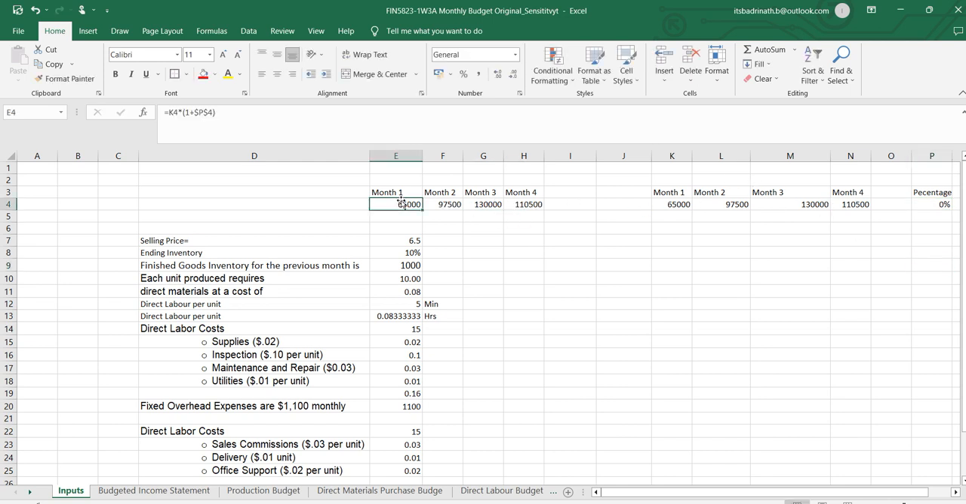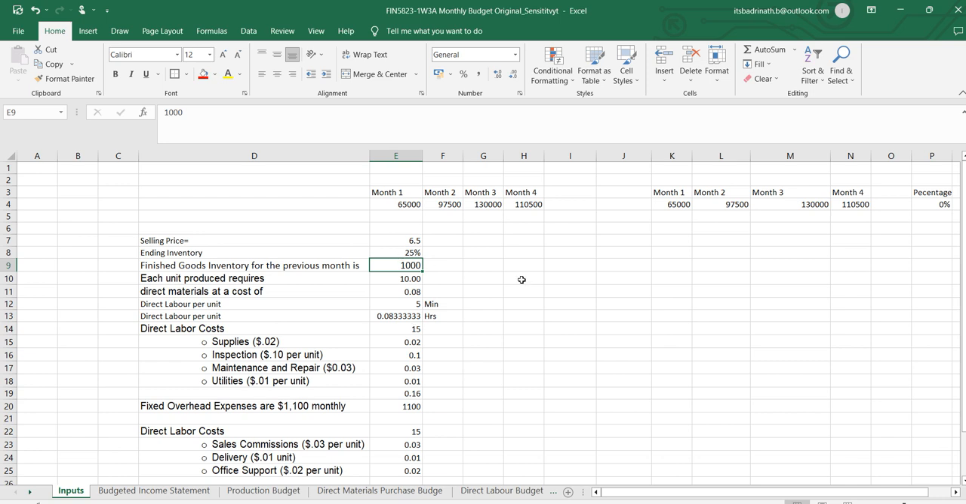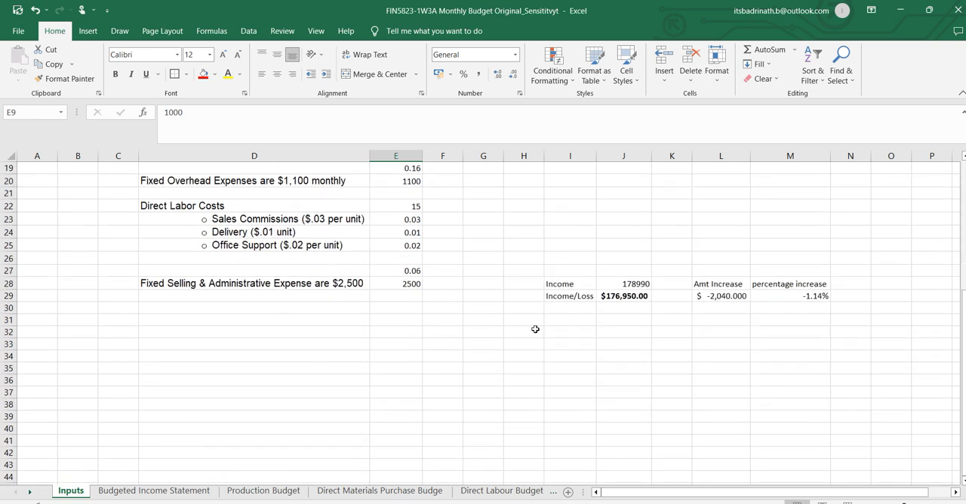So this is the original value, the original sheet. What is he saying? For ending inventory, 25%, I'm making it 25%. So what he is asking for, he clearly says that for the original projections, the inventory should be increased from 10% to 25%. When we made this, what happened? Because of this, the amount got decreased, when we maintain more in inventory at the organization because of maintenance costs or some other issues.